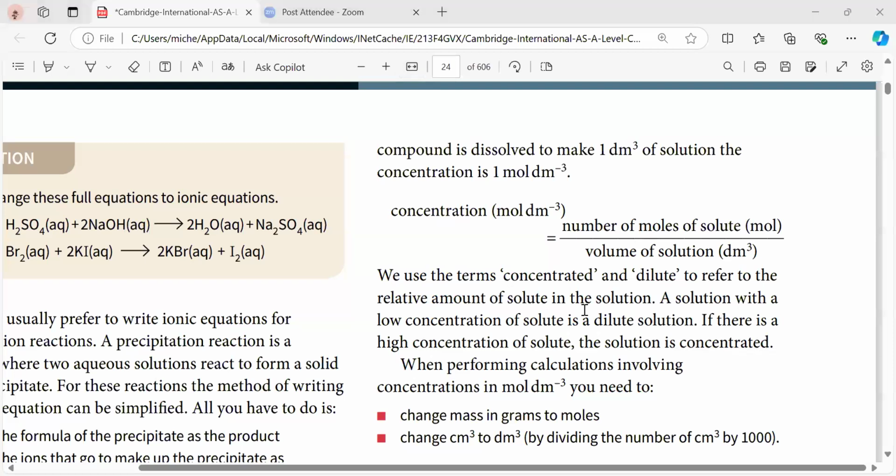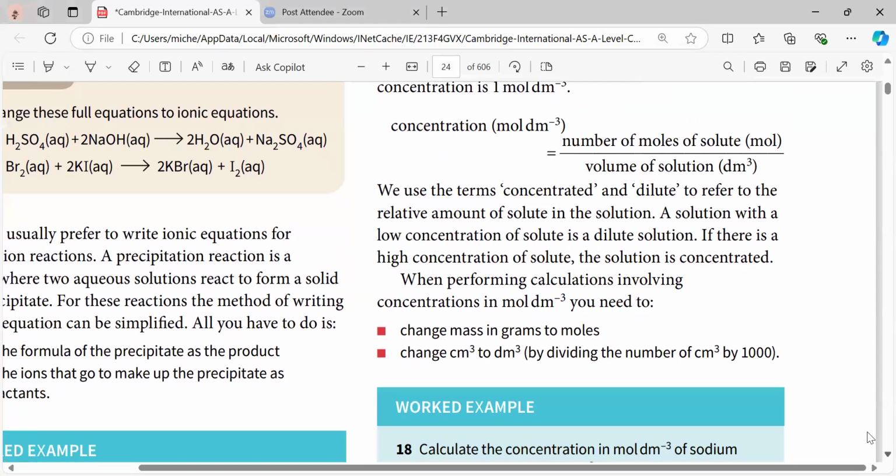So we use the terms concentrated and dilute to refer to the relative amount of solute in the solution. A solution with a low concentration of solute is a dilute solution. If there is a high concentration of solute, the solution is concentrated. So it's basically just the opposite, and you can get the hang of it once you start learning more. When performing calculations involving concentrations in mol dm⁻³, you need to change mass in grams to moles, and change cm³ to dm³.